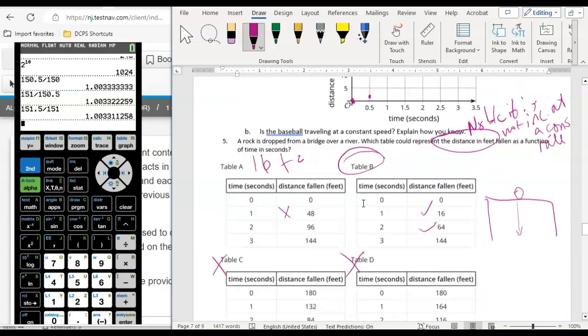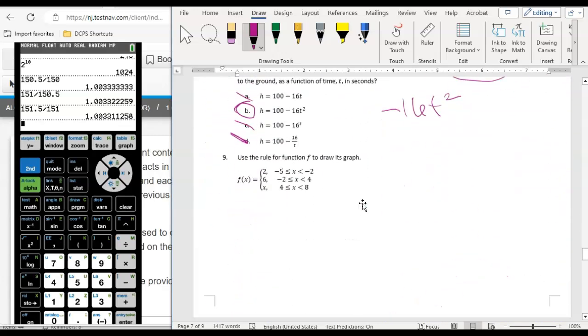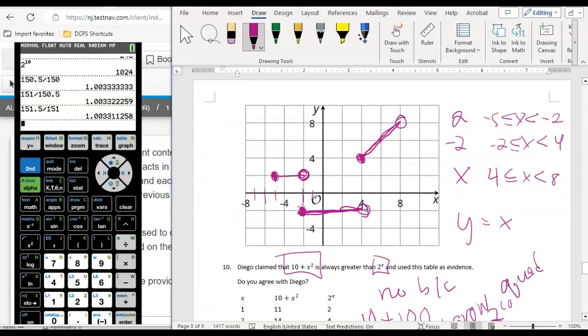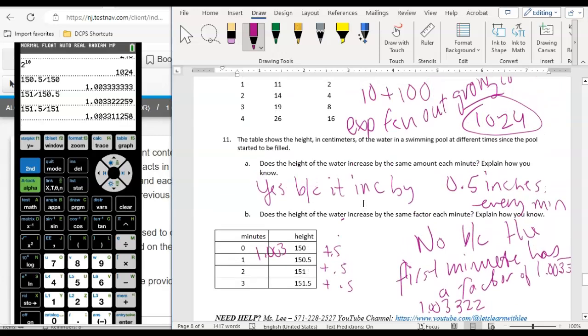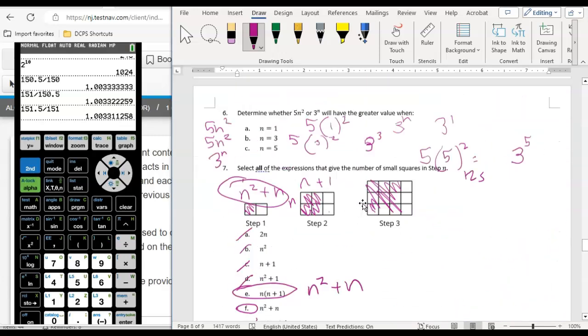All right, so that's it for your homework. I would suggest that you review piecewise functions if you didn't remember how to do that, and then also remembering the difference between linear and exponential functions there as well.